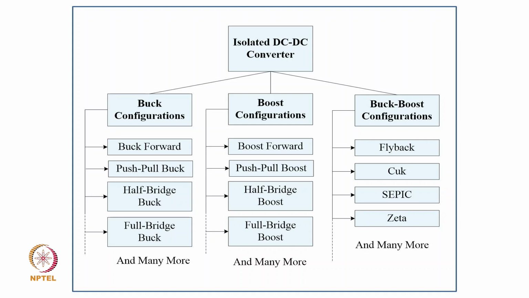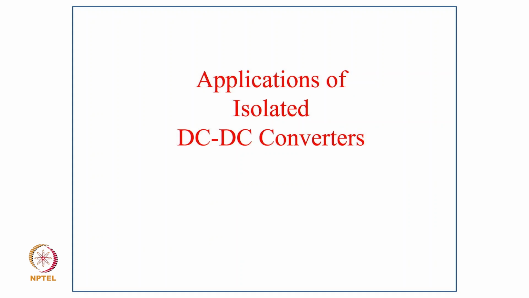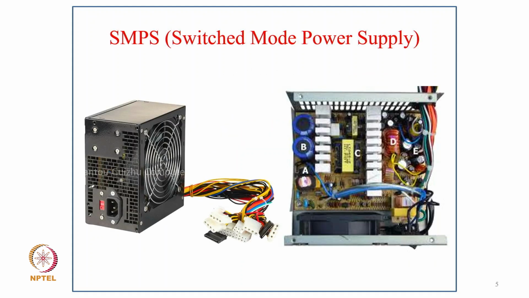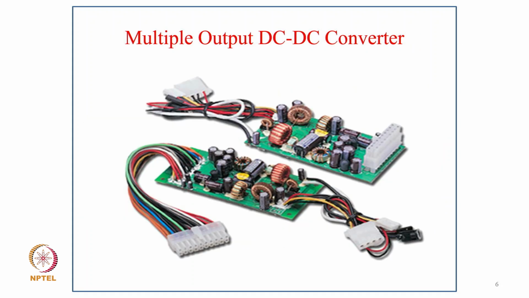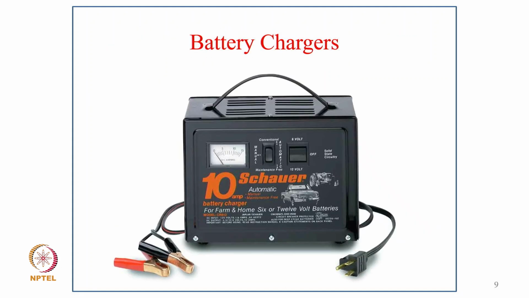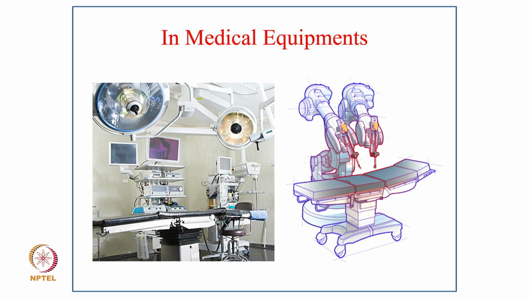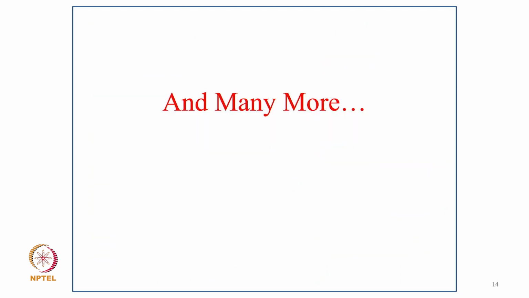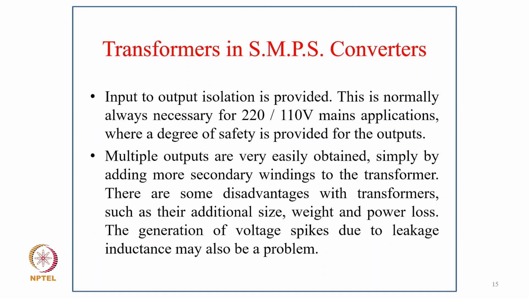So coming to typical applications of isolated DC-DC converters, we start from switch mode power supplies, which are used in a number of applications, especially computers and laptops, with multiple output DC-DC converters. Then typically DC-DC converters for 12 volt regulated automotive switching, then fuel cells, battery chargers, medical equipment, and many more.